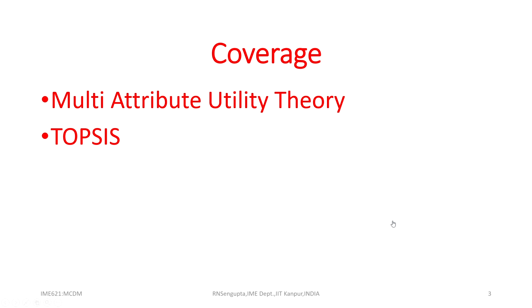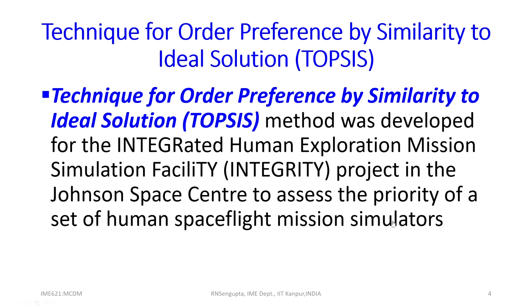So, the coverage is obviously multi-attribute utility theory, which we will be utilizing, but the main topic we are going to start is the TOPSIS method. The TOPSIS method is the Technique for Order Preference by Similarity to Ideal Solution, and here is what the name means. Consider there are many decisions and you want to see how close each decision is to the best possible, ideal one. The closer it is, the better; the further it is, the worse.